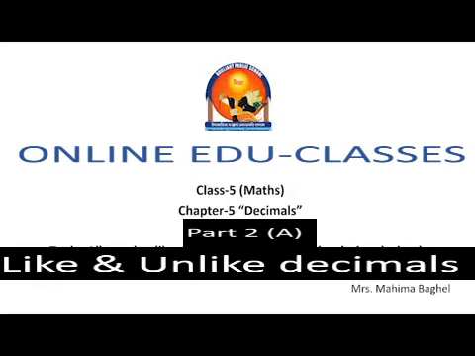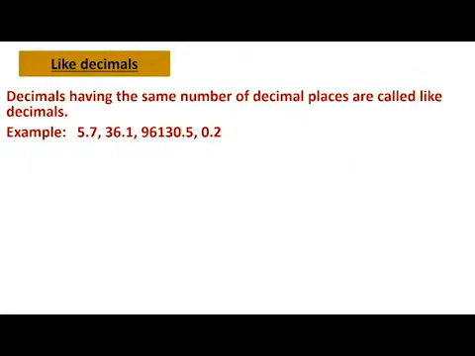Today in chapter number 5, we are going to study about like and unlike decimals. In the last class, we have studied how to represent a decimal number and the place value expanded form of decimal numbers. So here we will be studying what are like and unlike decimals. First of all, let us study about like decimals. Decimals having the same number of decimal places are called like decimals.